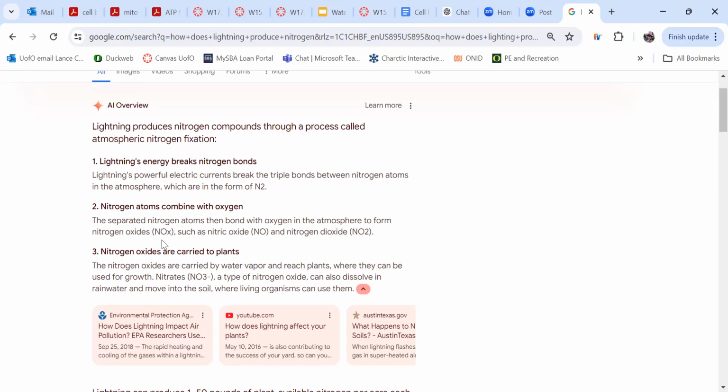Oh, man. Okay, so nitrogen oxides are carried to plants. The nitrogen oxides are carried by water vapor and reach plants where they can be used for growth. Very cool stuff here. Okay.